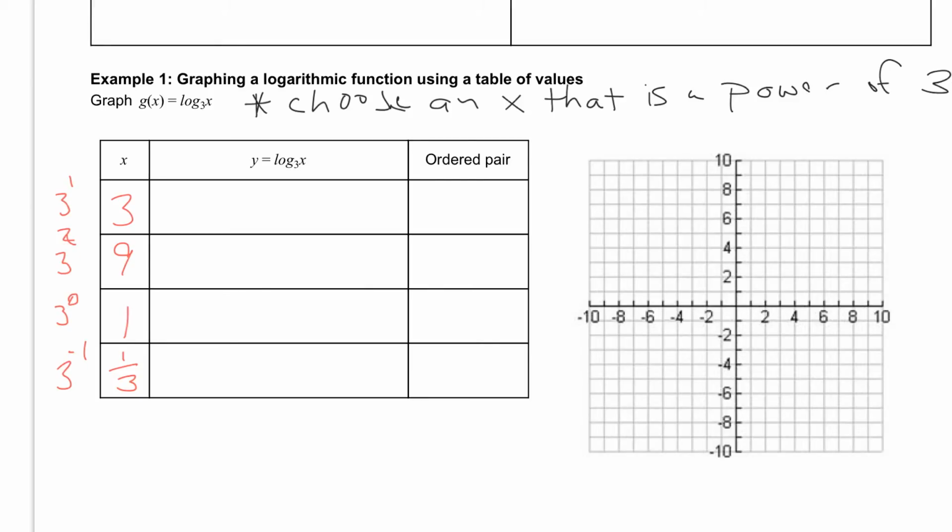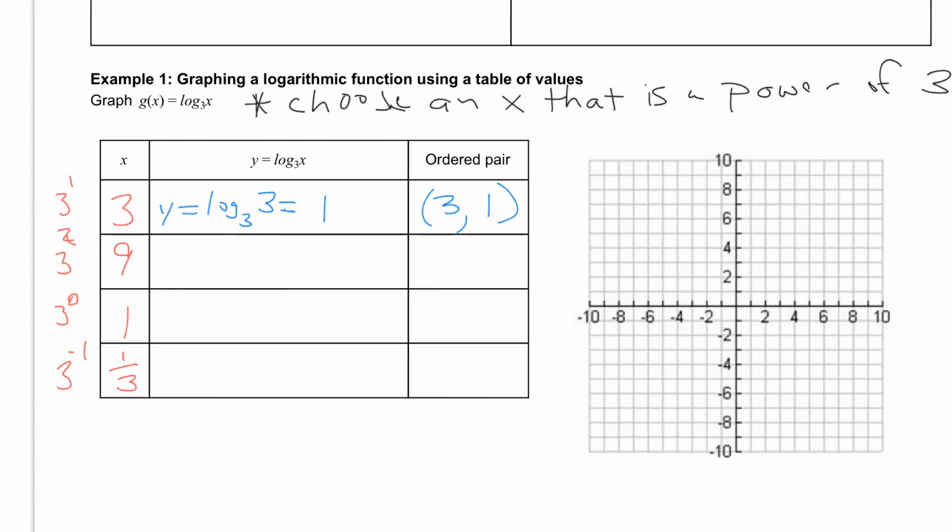And then what we're going to do is plug them in to here. So we get y equals the log base 3 of 3, and we're evaluating that. So the log base 3 of 3, you're thinking to yourself, 3 raised to what exponent is going to give me 3? And that would be 1. So that gives me the ordered pair 3, which is what I had for x, comma, 1, which is what I just found for y.